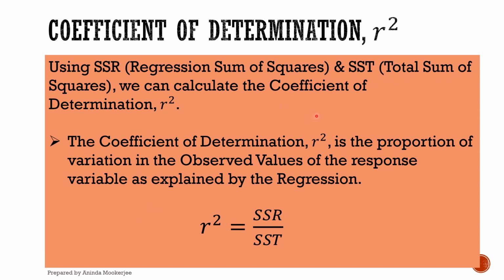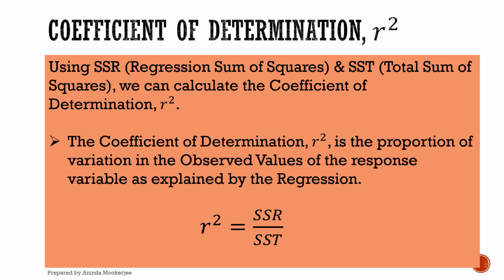Finally, we come to the formula for the coefficient of determination. Now the notation for coefficient of determination is r squared. So using SSR, regression sum of squares, and SST, total sum of squares, we can calculate the coefficient of determination r squared. So this is the formula for it. It's SSR over SST. It's the ratio of the regression sum of squares and the total sum of squares, and it gives a value between 0 and 1.